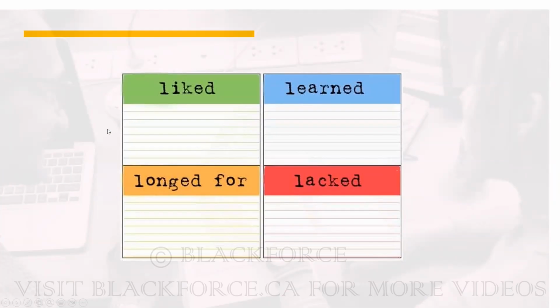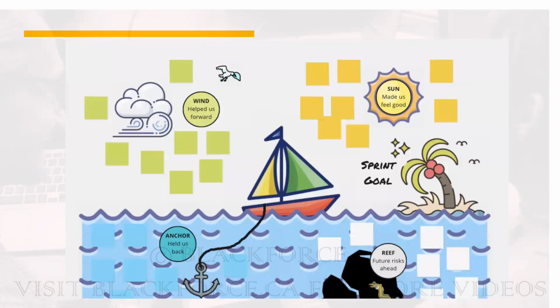So the Scrum Master will decide which of these retros they want to use on different sprints. You just look at the retro that might suit that sprint. This is another one again.